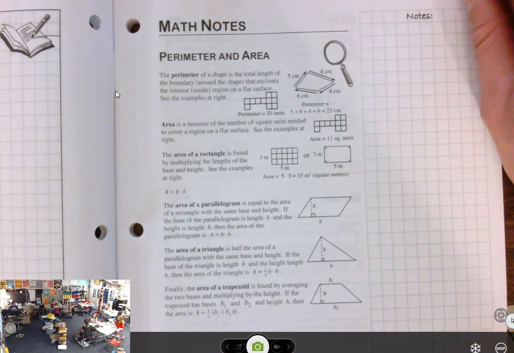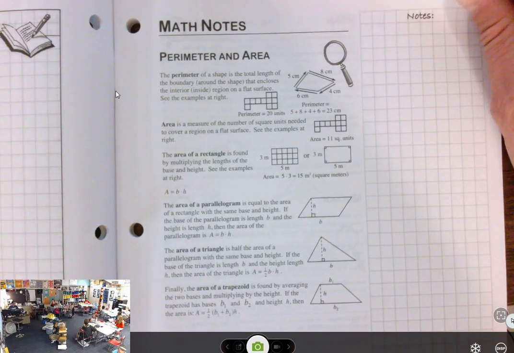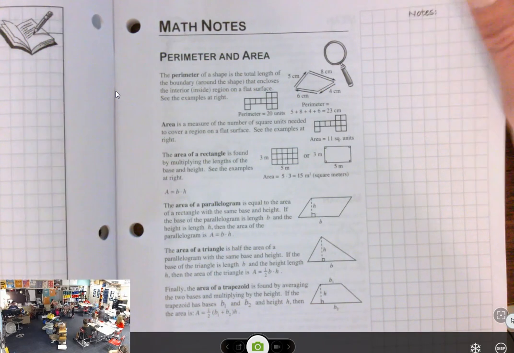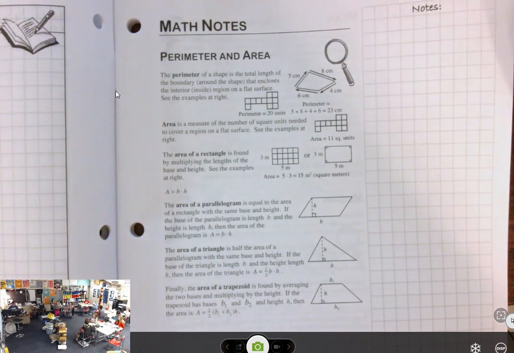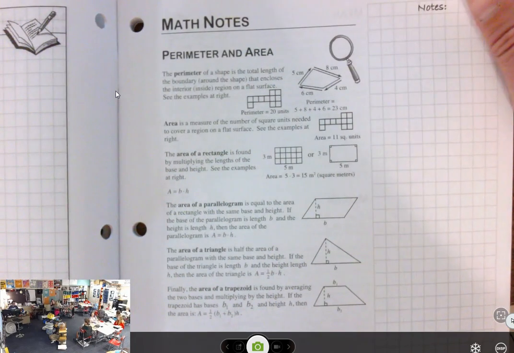So if you've been using your textbook, hey Martin, why aren't you doing what everyone's doing? You forgot your toolkit? Okay. I mean, you're just sitting and staring. Open your book.